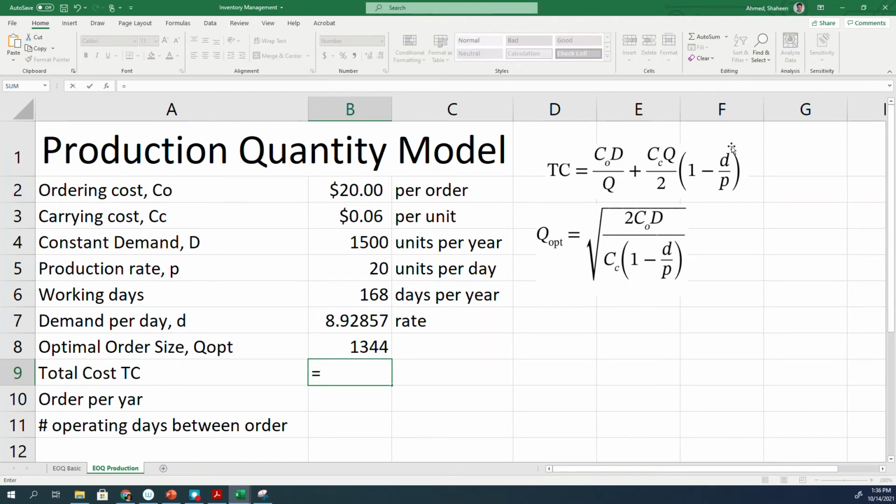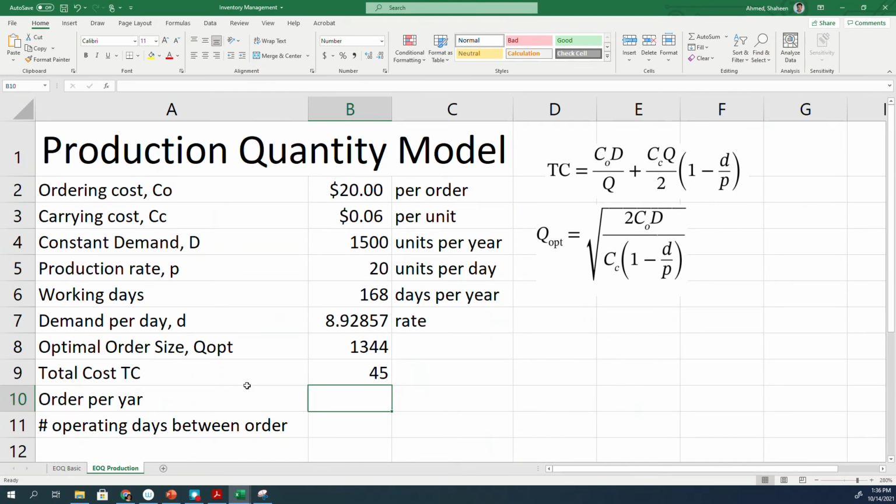Now this is the equation to find the total cost. Basically C0 times the demand divided by Q, the order size, which is this 1344, plus CC, the carrying cost, times Q, again 1344, divided by 2 times 1 minus D by P. This guy. So that's the total inventory cost, $45.